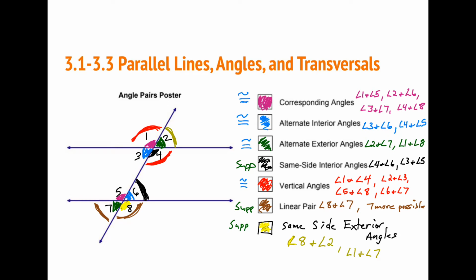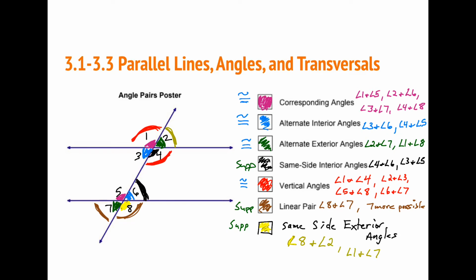So as I said earlier in the year, we're going to have kind of two main equations that we use all semester long. And it's going to be either things are congruent, so you set them equal to each other, or things are going to be supplementary, and you add them up and set them equal to 180.